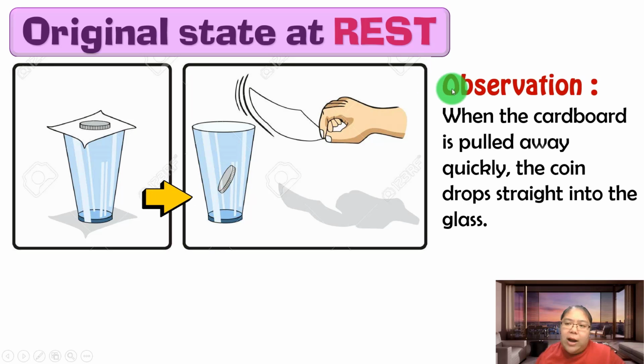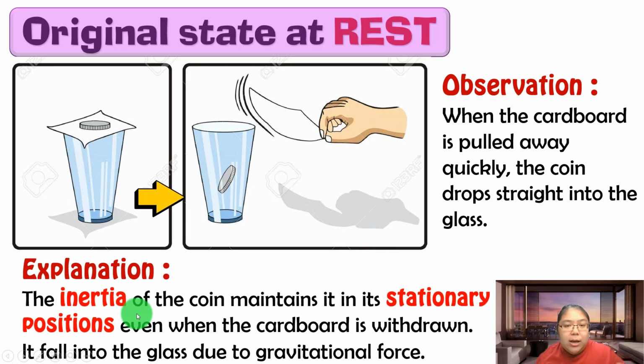The observation: the cardboard is pulled away quickly, so the coin drops straight into the glass. Let's see the explanation. It is the inertia of the coin, and not of the cardboard, because you move the cardboard but you never touch the coin. So we are talking about the inertia of the coin. It wants to maintain its original state, which is the stationary position, even when the cardboard is withdrawn. So it falls into the glass due to gravitational force. This is one situation of inertia when the object is at rest.